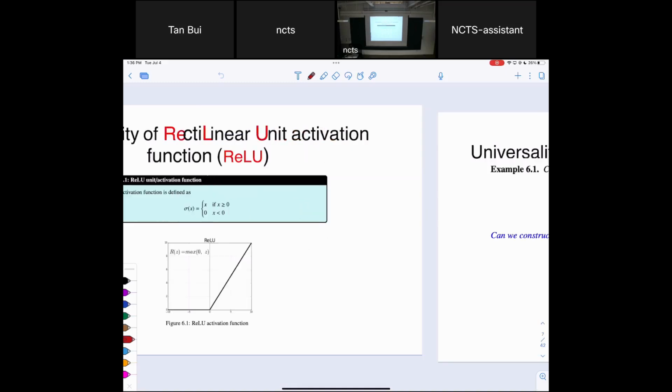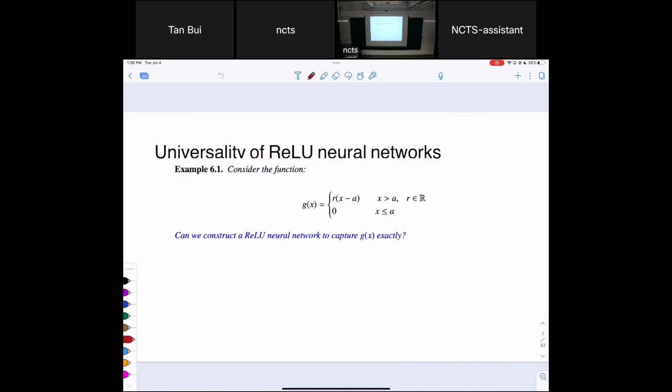So the question is that if I have a piecewise linear function like this, can I exactly represent that piecewise linear function? That's 0 and then x minus a times the slope r. Can we construct a ReLU neural network to capture g(x) exactly? Of course, right? We expect that, yes. And what is it? Very easy, right? Very easy. So max of x minus a, 0, right? Allow us to deal with this case, right?